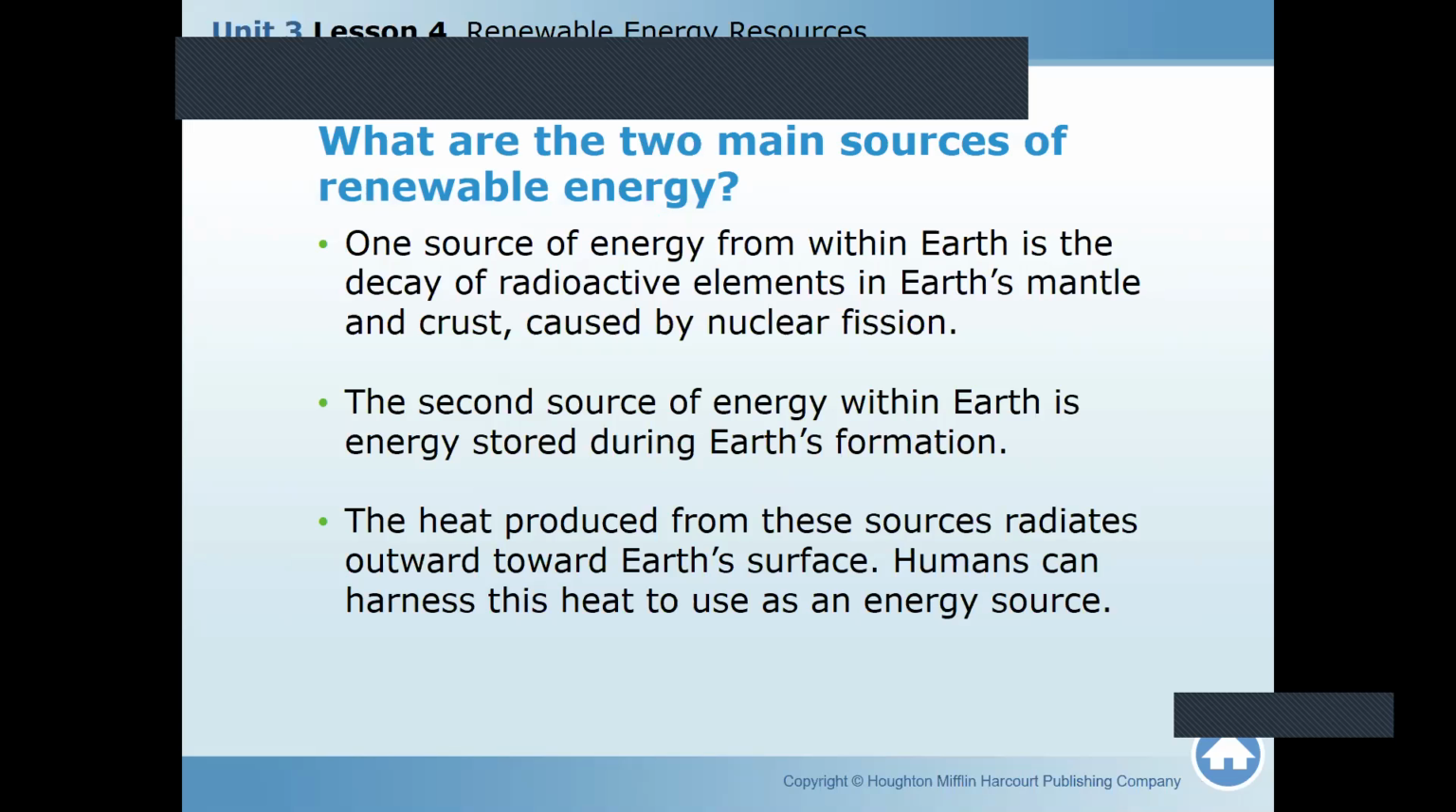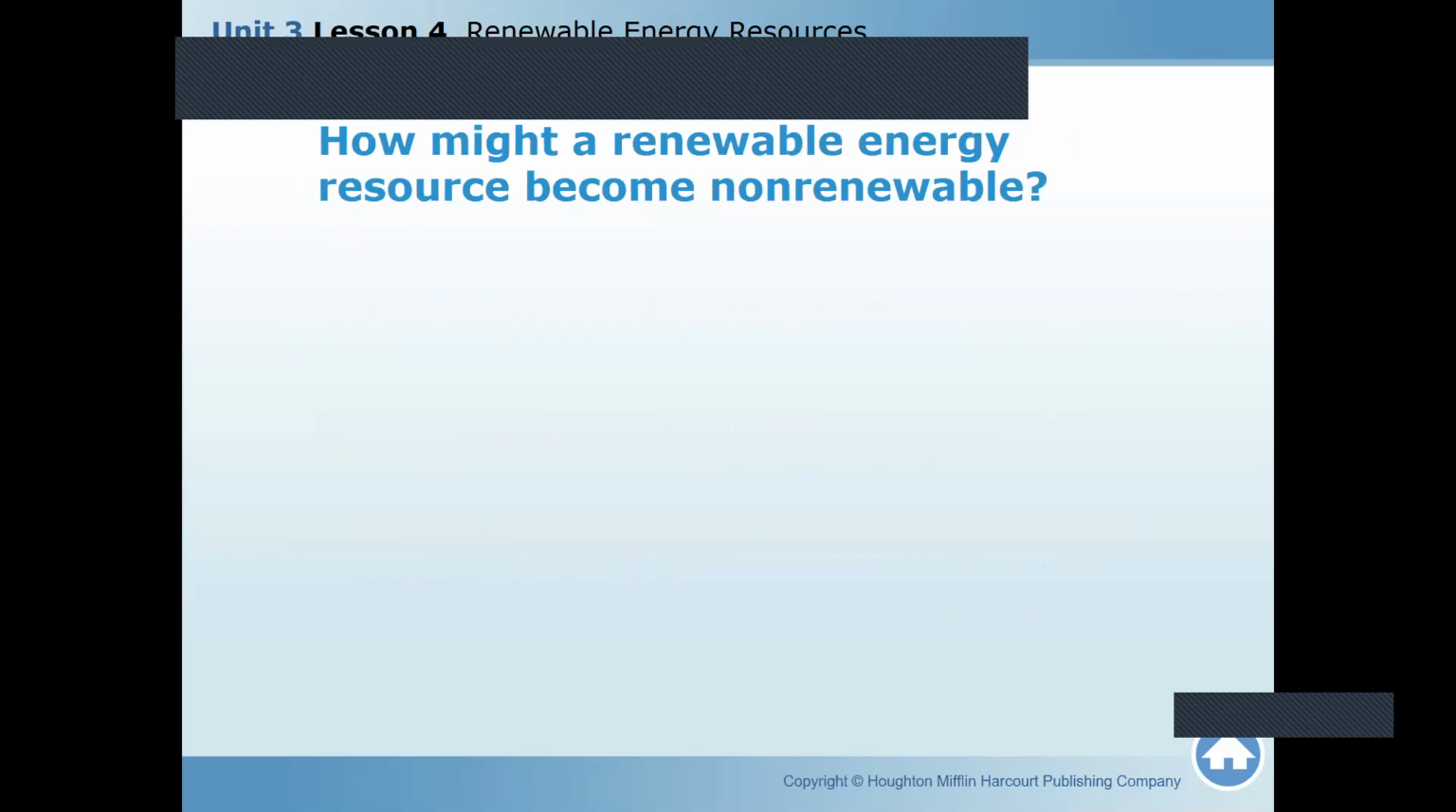The second source of energy within Earth is energy stored during Earth's formation. Okay, the second type of energy is the energy stored during the Earth's formation. That is in rocks and minerals, when the Earth was forming. During that, the heat produced from these sources radiates outwards towards the Earth's surface. Humans can harness this heat to use as an energy source. We can save this heat, we can use this heat as an energy source.